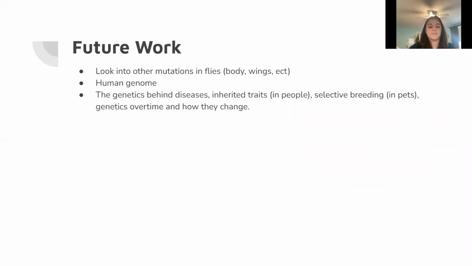So we decided that if we were to do a study or experiment like this in the future, we would look into other mutations in flies as they are easy to work with and have a fast life cycle. We could look into the human genome, even though it's way bigger and more complex. We now know a lot more of the basics, and that could allow us to understand the parts of it differently. We would also be able to look into other genetic mutations, maybe diseases, inherited traits that make us so diverse, selective breeding and how it can affect things, or even genetics over time.